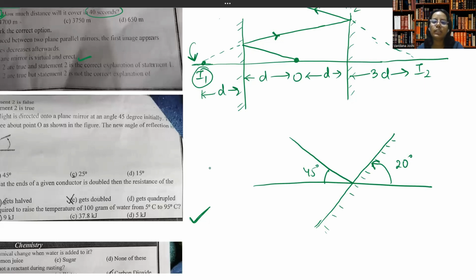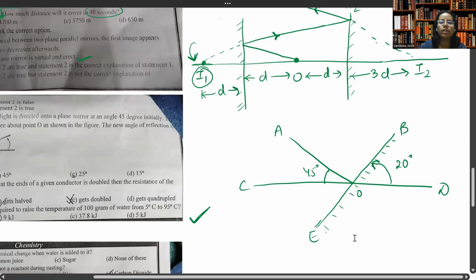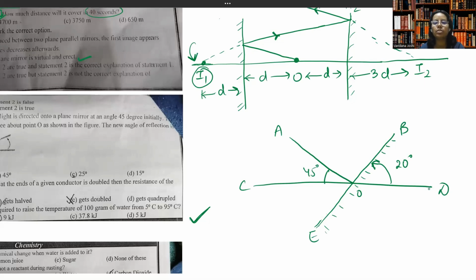First thing that I'm going to do is I'm going to name these. So let's call this A, O, B. Let's call this mirror CD. Let's call this BE, right? So initially my incident ray was AO and it was being reflected from the mirror CD. Now I have tilted my mirror by an angle of 20 degrees. So new position of the mirror is BE, and I need to find out the angle of reflection.